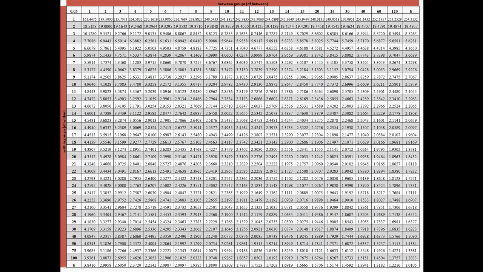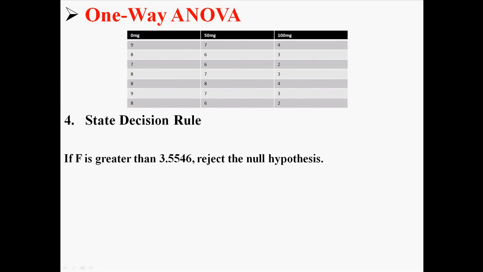On the top we have the between groups degrees of freedom, and on the left side we have the within groups degrees of freedom. So I'm going to use between is 2 and within is 18. And that's how I'm going to find the critical value of 3.5546. So our decision rule is, if F is greater than 3.5546, we're going to reject the null hypothesis.